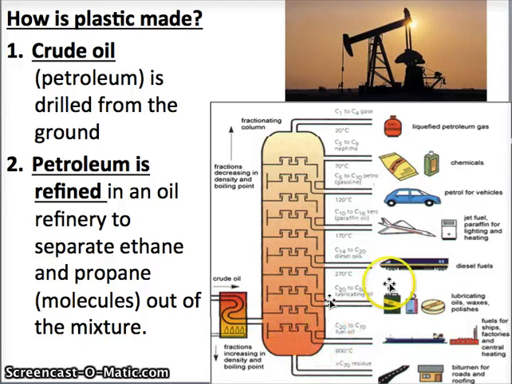And you know that petroleum makes all of these different kinds of fuel, and it's because crude oil is usually a mixture of all these different fuels, and to separate them, they usually boil them and cool them off at different temperatures. And so one of the ingredients of crude oil is ethane and propane, and those are the things that are usually used to make plastic, and we'll find it right here.